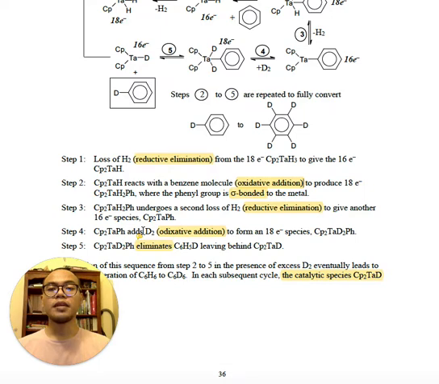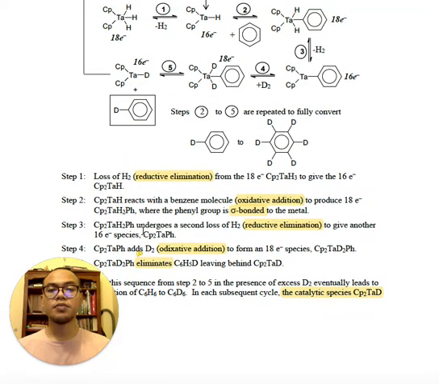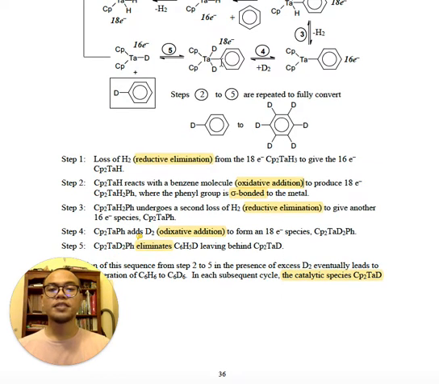The third step would be removal of hydrogen. So this is also reductive elimination because from 18 electrons it has now been reduced to 16 electrons. Okay, there is a reduction in oxidation number. Now from this to step 4, the complex adds 2 deuterium. This is oxidative addition because from 16 it is becoming 18 electrons to form this species. We have Cp2, tantalum, and D2.